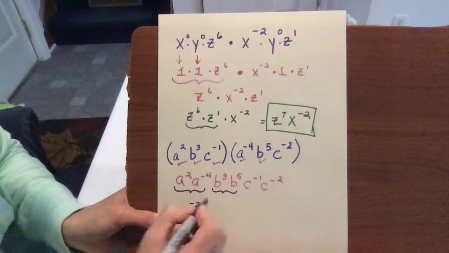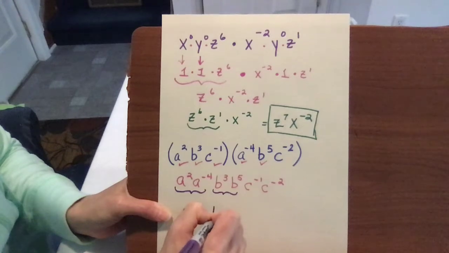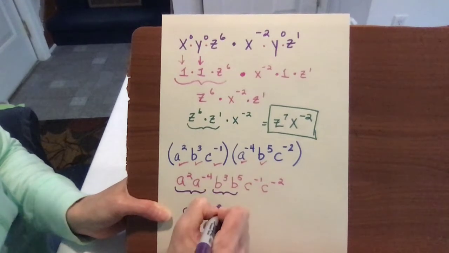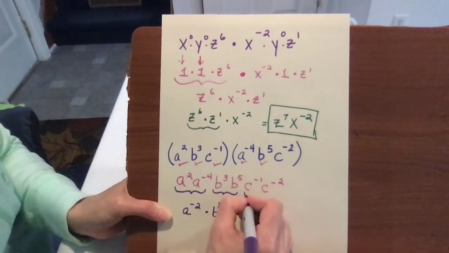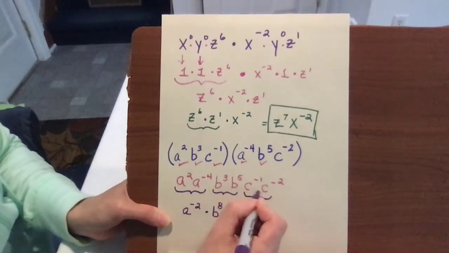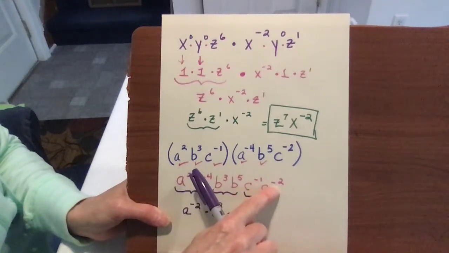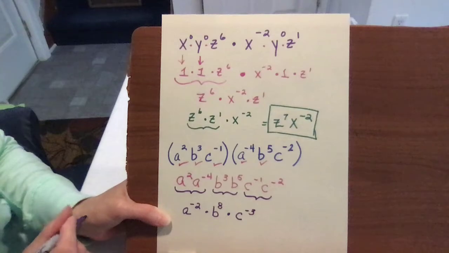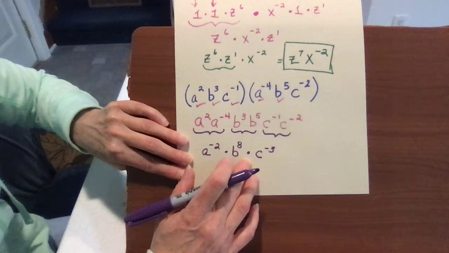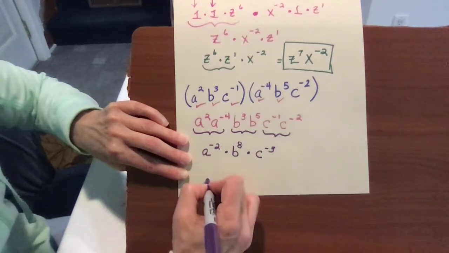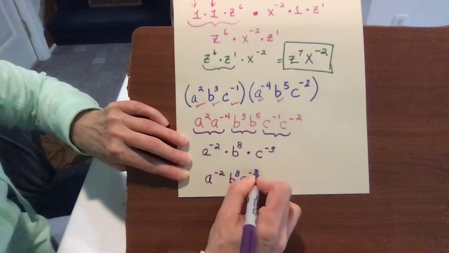For b, it's b cubed times b to the fifth. When you multiply like bases, you keep your base. You add 3 plus 5, and you get 8. For c, we're multiplying like bases. We keep our base, and we add our exponents of negative 1 plus a negative 2, which gives us negative 3. And for simplicity, we know that the implication between the variables, when we do not see a plus or a minus sign, is multiplication. So we can just write it as a to the negative second, b to the eighth, c to the negative third.